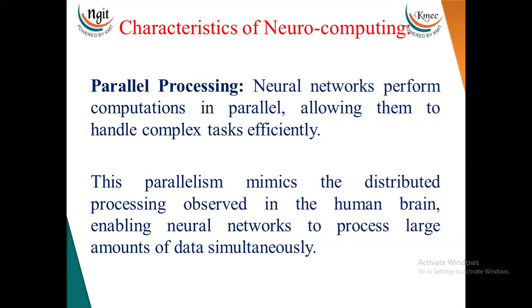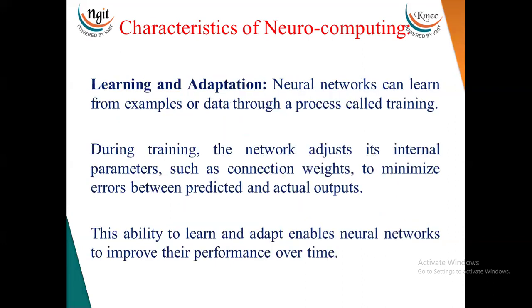For example, take the human brain. It controls all the organs of the body in parallel. It will not say that first I'll only control the heart, then I'll go to the liver, or then I'll control my legs. So parallel processing is the most important characteristic of neuro computing, where it will handle all the tasks in parallel.